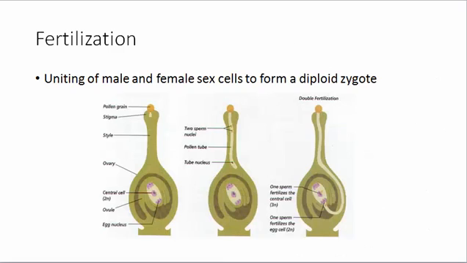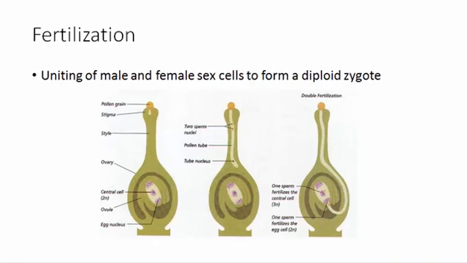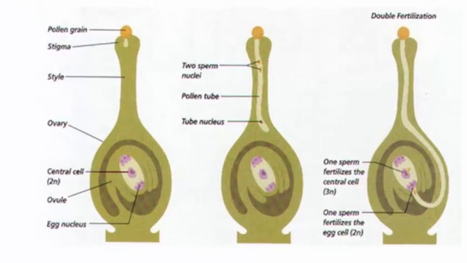And with fertilization, it's the combination of the male and the female sex cells to form a diploid zygote. The general process is shown here, and you don't really need to know the specifics. The pollen grain sits on the stigma. A pollen tube forms which carries the sperm that come out of the pollen down through a tube and into the ovule where the egg is present inside the ovary.